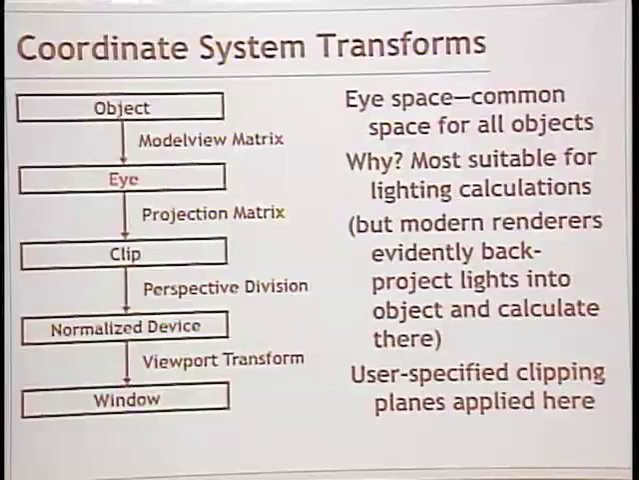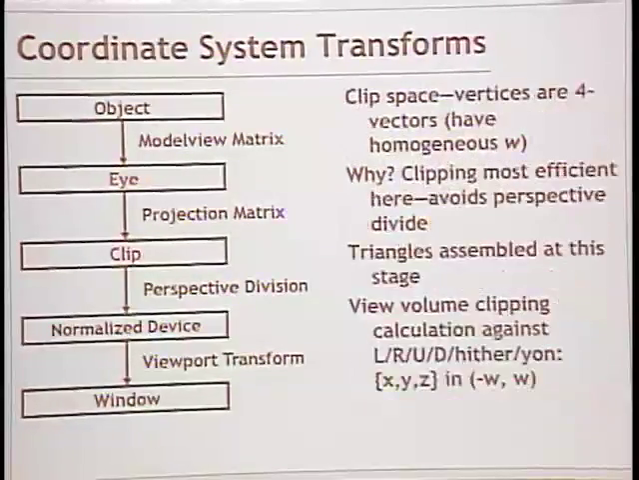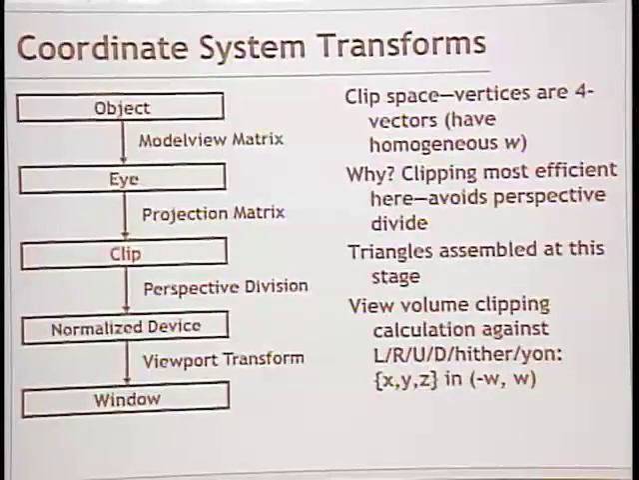Okay. So, up to this point, we're still in 4 space. We still have homogeneous coordinates. We haven't done any perspective divide yet, so that's kind of cool. The next place we go is clip space, and we'll talk about this in a little bit more detail.